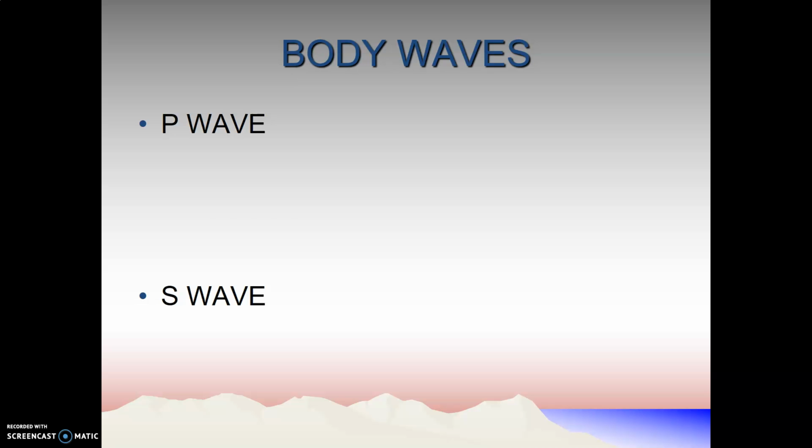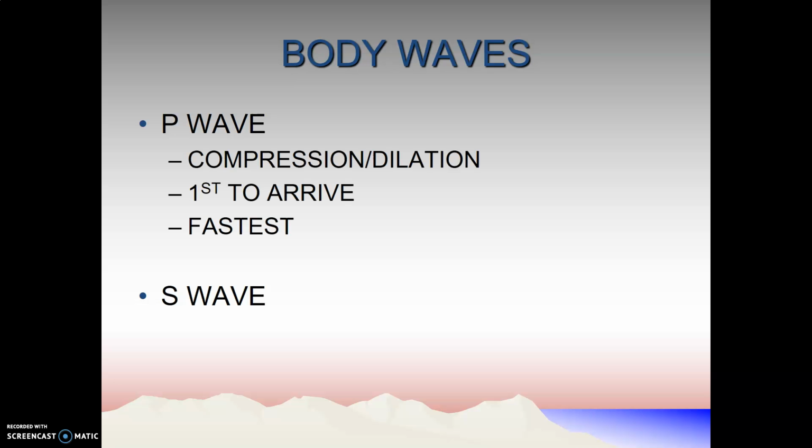P wave is called the P wave because it is the primary wave. It's the first one to arrive because it is the fastest wave. It's always the first one to arrive. Its motion, the way that it moves the earth as it passes through the earth, is a kind of compression and dilation. This differs from the S wave, which is slower. The S could stand for shear, but also for secondary. S wave is slower than the P.